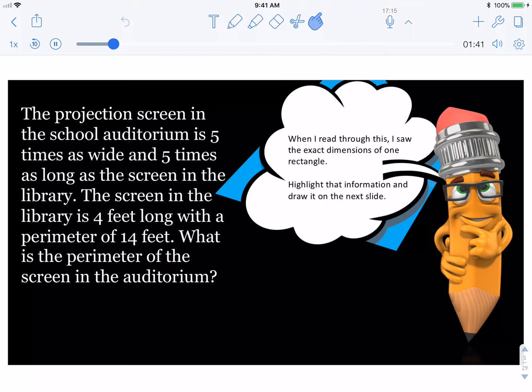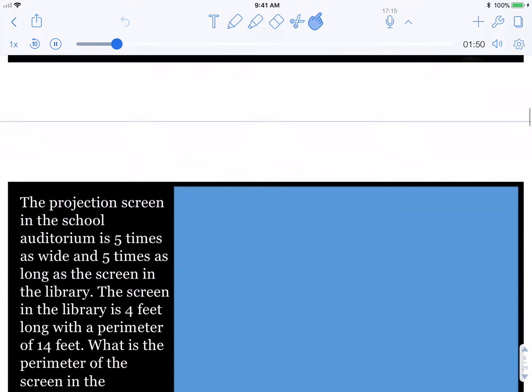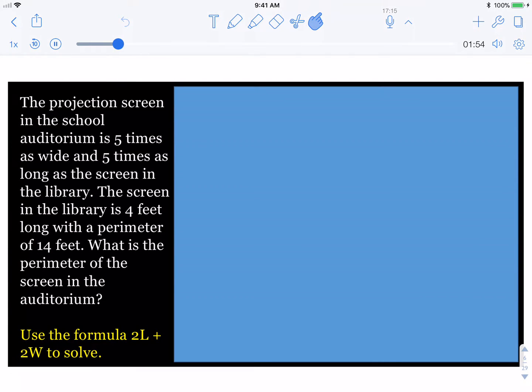So when I read through this, I saw the exact dimensions of one rectangle. Highlight that information and draw it on the next slide. So the exact dimensions of one of the rectangles. Which rectangle is it? Find it and highlight it. So we know that it's 4 feet long with a perimeter of 14 feet. We know that.